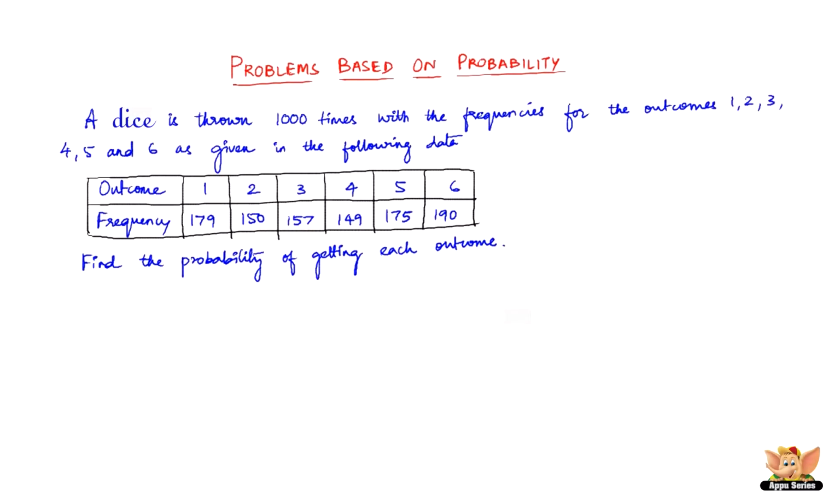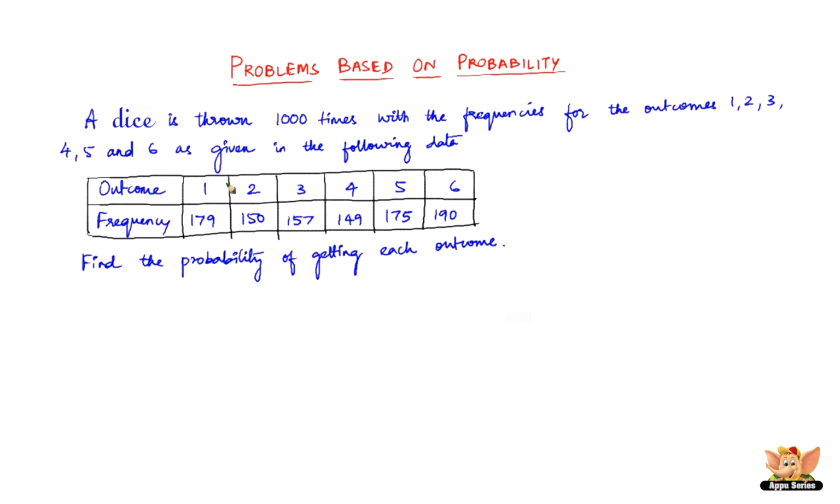In this video, let us continue to solve problems based on probability. The question here reads like this. A die is thrown 1,000 times with the frequencies for the outcomes 1, 2, 3, 4, 5 and 6 given in the frequency data below.